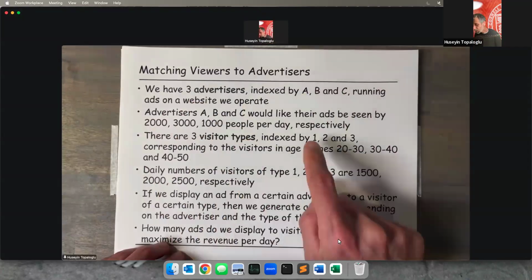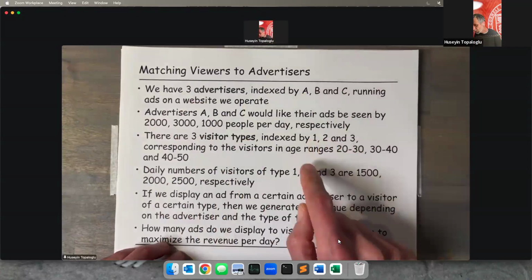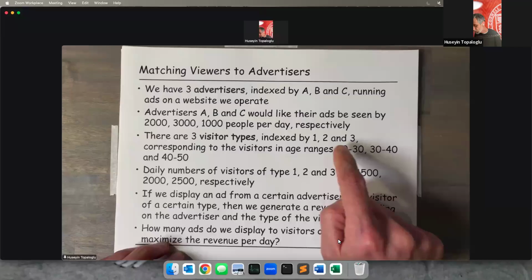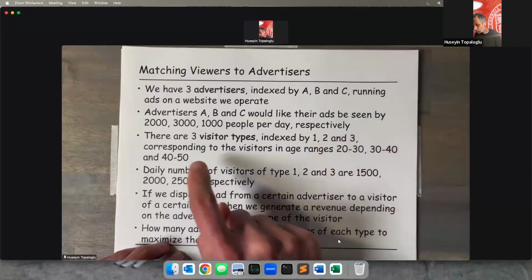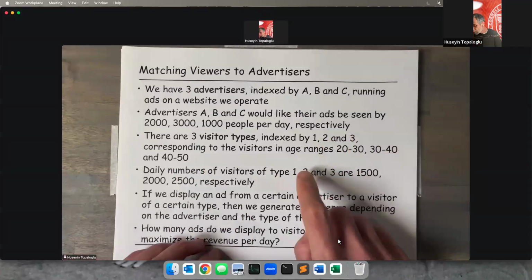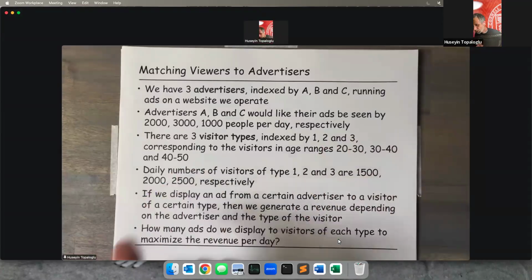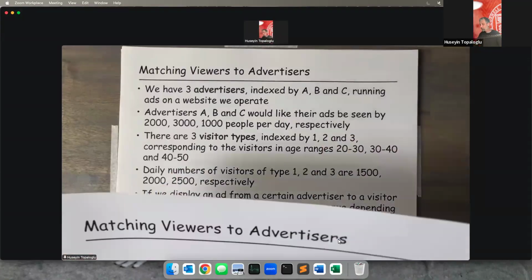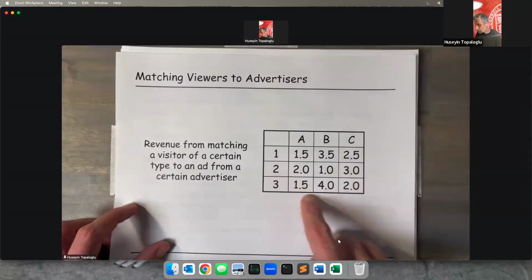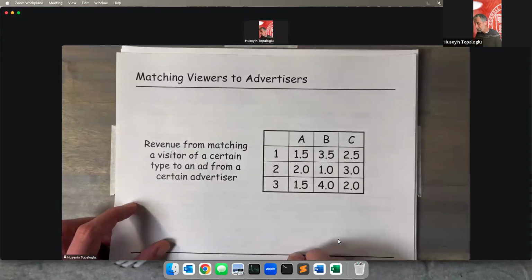We have three types of visitors, indexed by 1, 2, 3. Visitors of type 1 are young, visitors of type 2 are middle-aged, and visitors of type 3 are older. The daily numbers of visitors of type 1, 2, and 3 are 1,500, 2,000, and 2,500. Whenever we show an ad to a visitor of a certain type from a certain advertiser, we make a certain amount of revenue, and that's tabulated in this table.